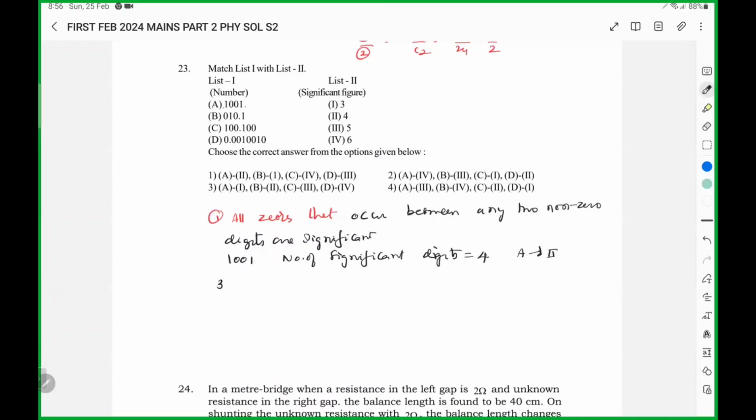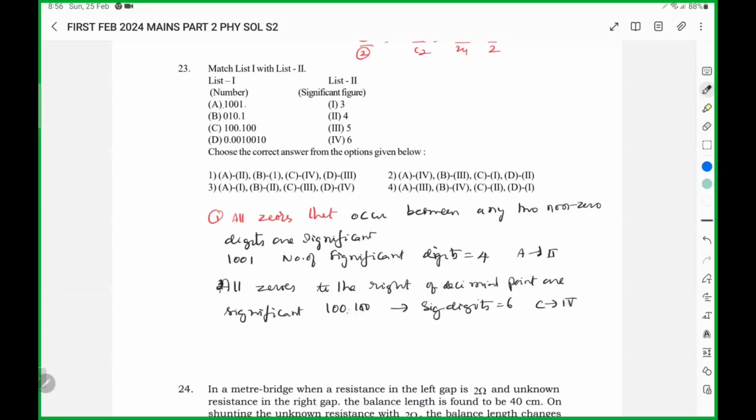And the second point here: all zeros to the right of the decimal point are significant. So in 100.100, after the decimal point these are significant. So the number of significant digits is 6. That is, C maps to the fourth one.